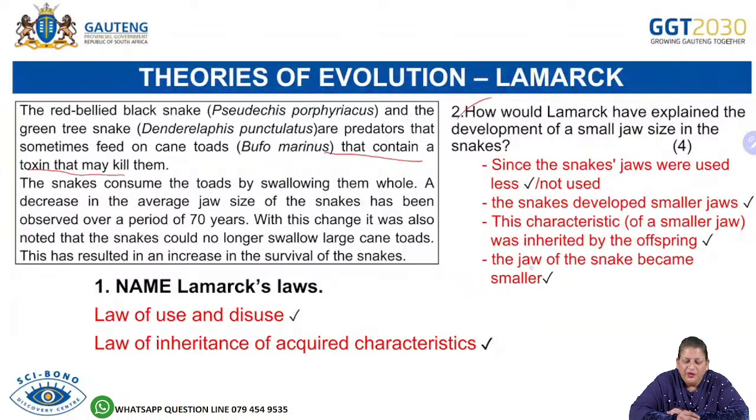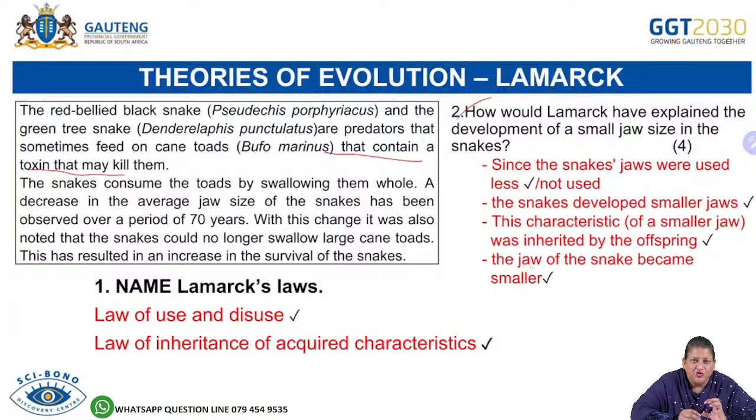Now, learners, before we go to the next example, how would Darwin explain this? How would Darwin take this very same example of snakes and toads and explain the smaller jaw of the snake? He would say that the red-bellied snakes and the green-bellied snakes produce a large number of offspring. Okay? There was variation in the jaws of the snakes.